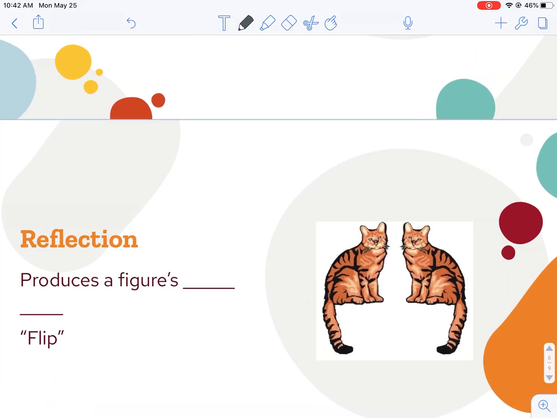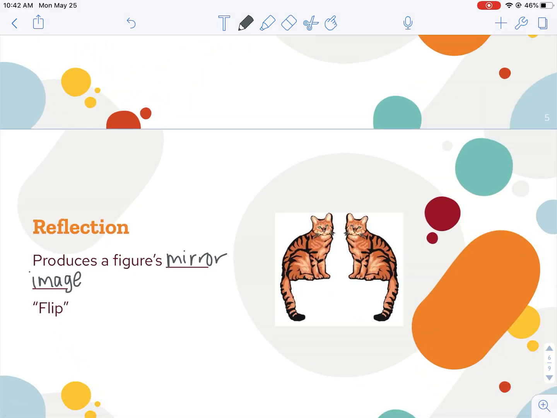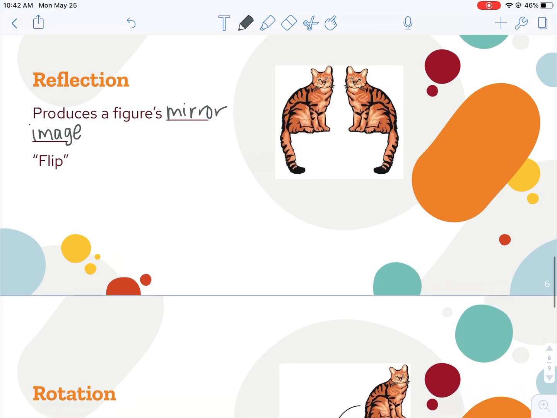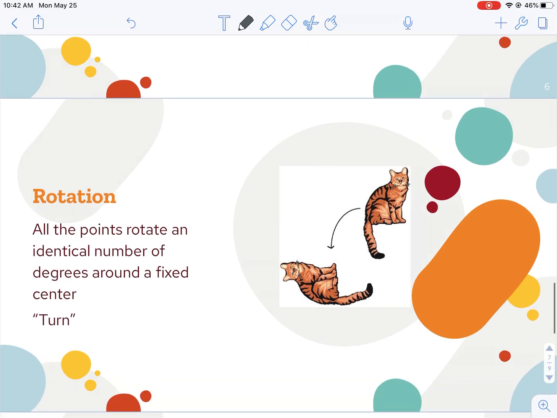Your reflection is when you get a figure's mirror image. And in elementary school, you learned this was called a flip. So when your cat looks in the mirror and it sees its reflection, that's a flip. In geometry, we call it a reflection. And if you turn your cat over, so you twist him or you knock him over, that's kind of rude, but all the points rotate the same number of degrees, that's a turn. We will call it a rotation.